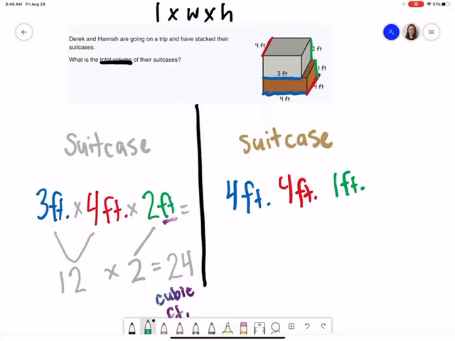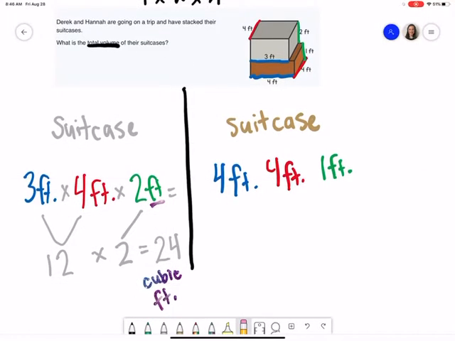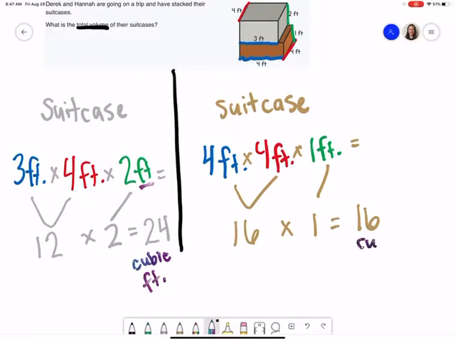So when we're looking at that brown box, we see that there are 3 dimensions that go with the brown box, okay? That's how we know to multiply them all together. All right, and we're going to take that and we're going to multiply. 4 times 4 is 16, times 1 is 16, right? And it will be what measurement? Just like the last one, it'll be cubic feet.